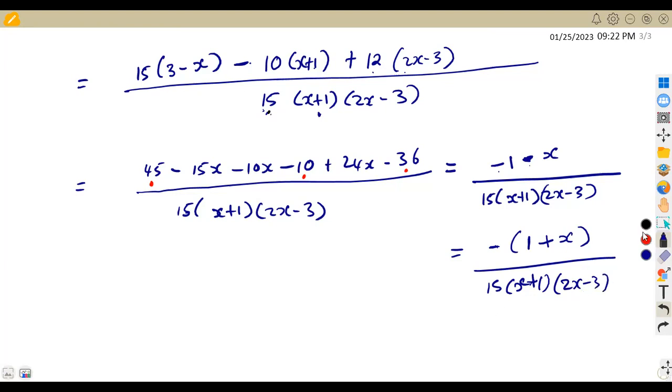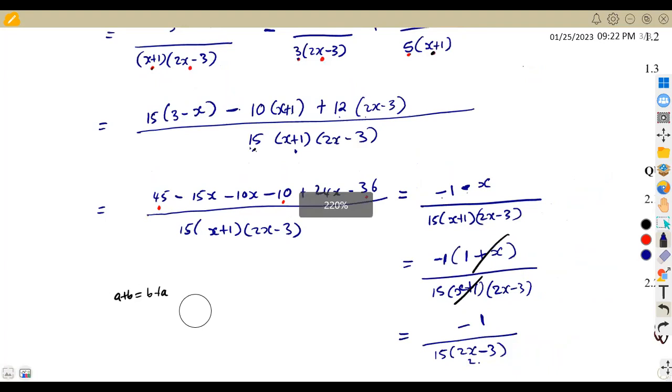Okay, guys, x plus 1 and 1 plus x are the same. It's like a plus b is the same as b plus a. So these two are the same, so they can cancel each other. That means in the numerator, we are going to obtain a negative, which is minus 1. So it's going to be minus 1 over 15 into the bracket of 2x minus 3, like that. So that's the expression. It's a single term now, or a single fraction that you're obtaining.